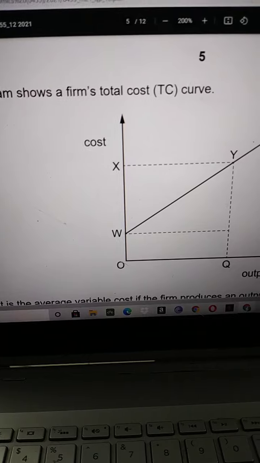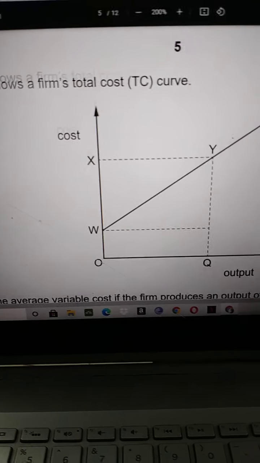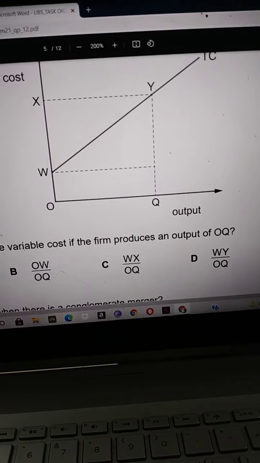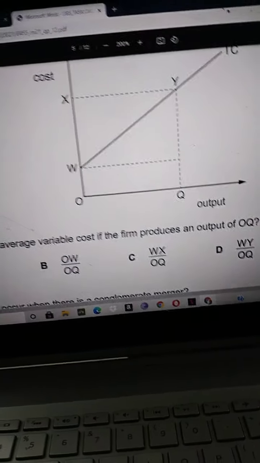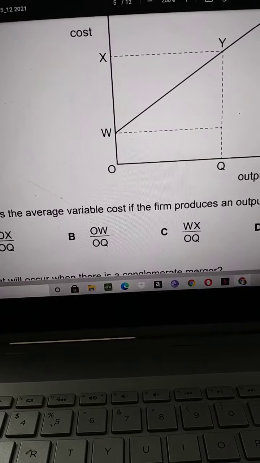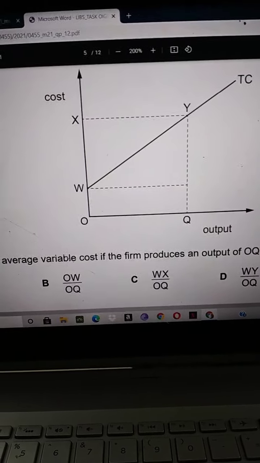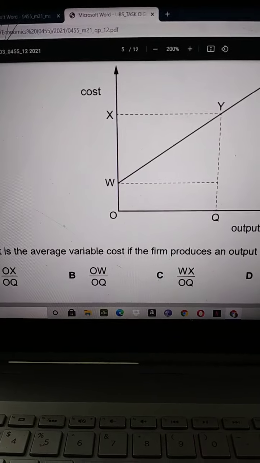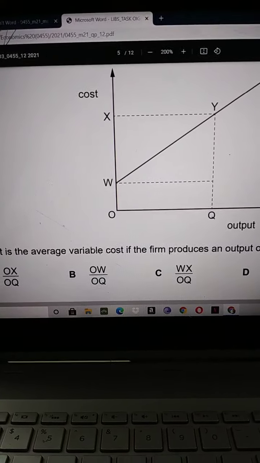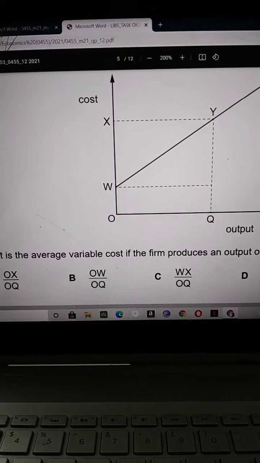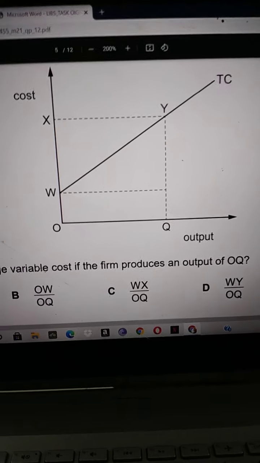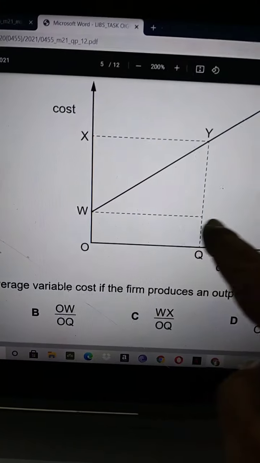The diagram shows a firm's total cost curve. This is the total cost curve given. What is the average variable cost if the firm produces an output of OQ? They have given the form of ratios. Remember, students, the average variable cost formula is total variable cost divided by the total output. Average variable cost equals total variable cost divided by the total output. So we have to work out from this diagram where the total variable cost is. This horizontal line over here is the fixed cost.